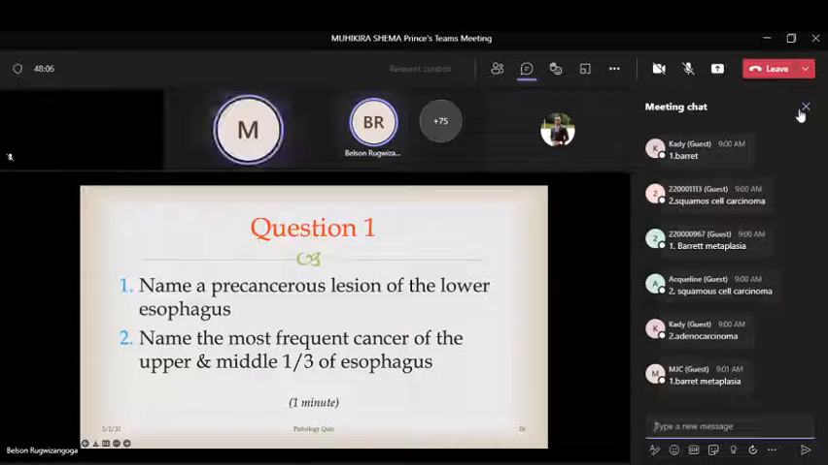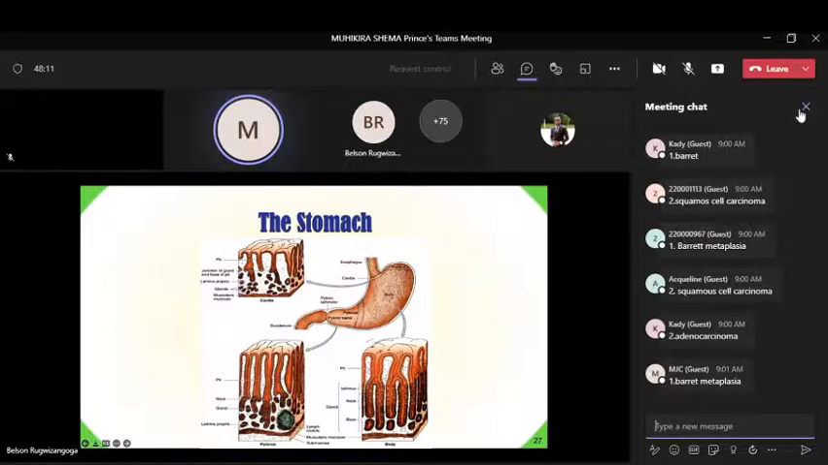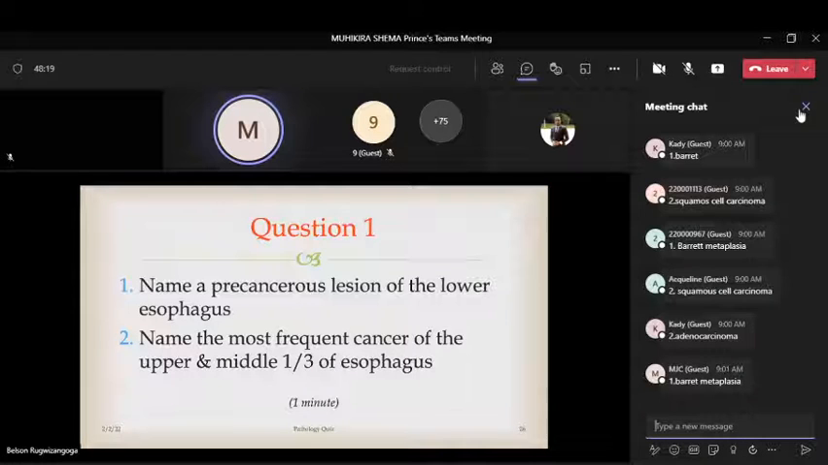Any questions so far? I didn't get the last question. Sorry? You can repeat the answer for the second question. Okay, you have it in the chat. Someone answered: it's squamous cell carcinoma. If you had asked about the lower third, then it would be adenocarcinoma. But here we said middle and upper, so it is squamous cell carcinoma.